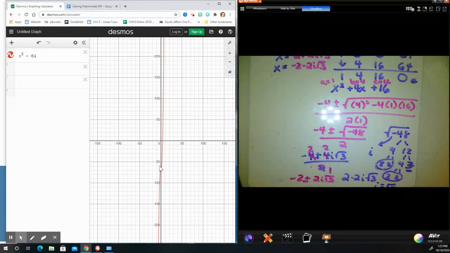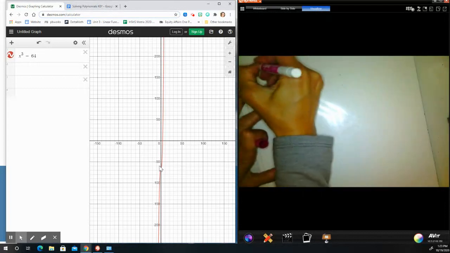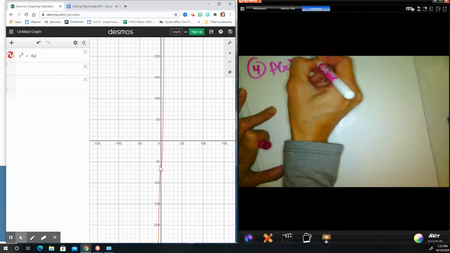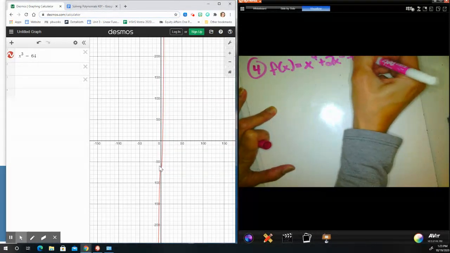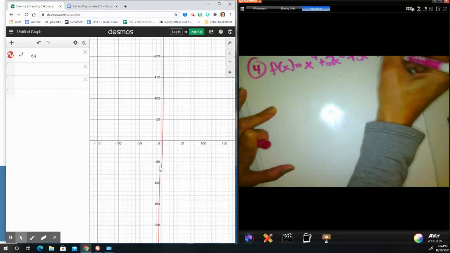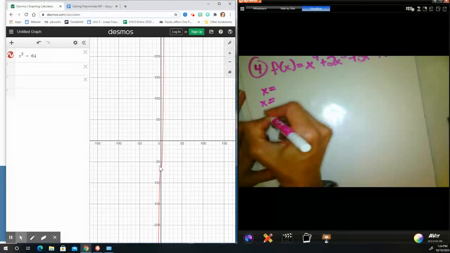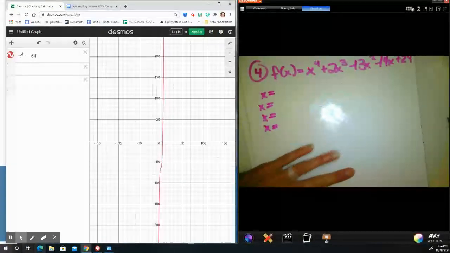All right, number 4. Let me just erase this board. Number 4 looks super confusing. First thing you should realize that is different about number 4 is that now our biggest degree is 4. So what does that tell you about your solutions? That means there's going to be 4 solutions here. So 1, 2, 3, 4. I'm pretty much going on a hunt for 4 solutions.